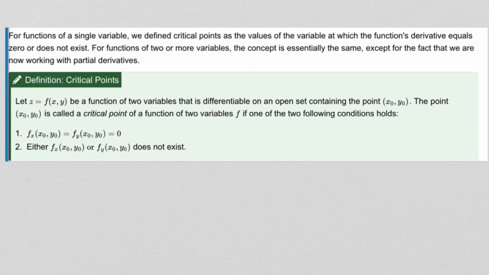For a function of a single variable, we define critical points as the values of the variable at which the function's derivative equals 0 or does not exist. For functions of two or more variables, the concept is the same. To find critical points, we take the derivative, set it to 0, and solve. If it's 0, then we know that's a critical number.